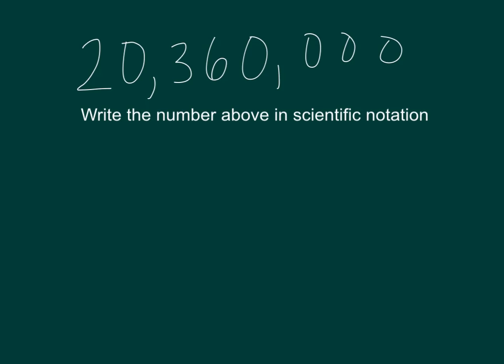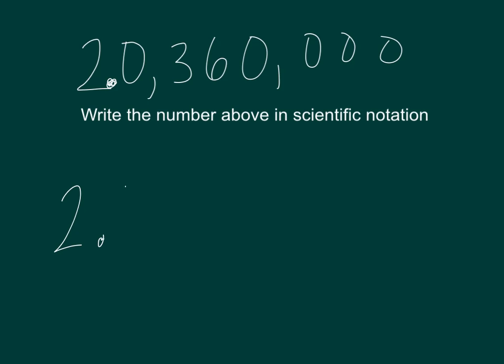All right, let's jump right into it. Here's our first problem. We'd like to write 20,360,000 in scientific notation. So I know that if I'm writing in scientific notation that my number needs to fall between 1 and 9. So I'm trying to decide where I would put my decimal point so that I land between 1 and 9. Well, my decimal point would go really well right between the 2 and the 0.